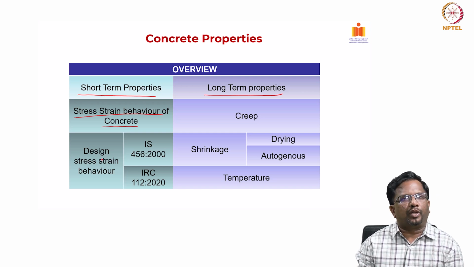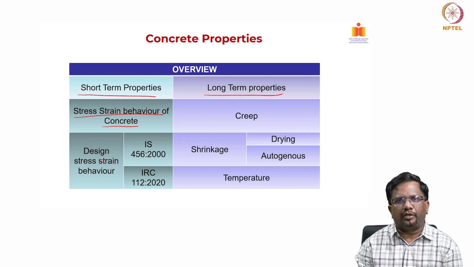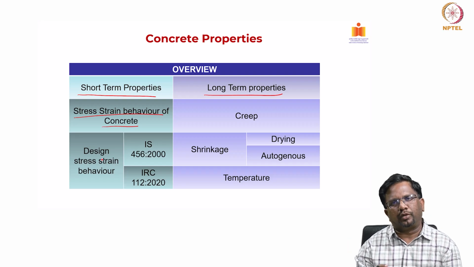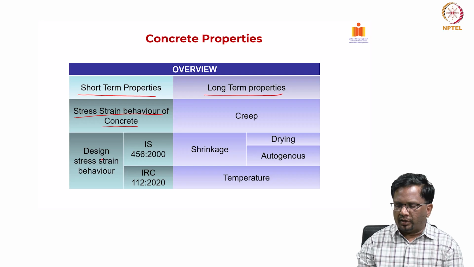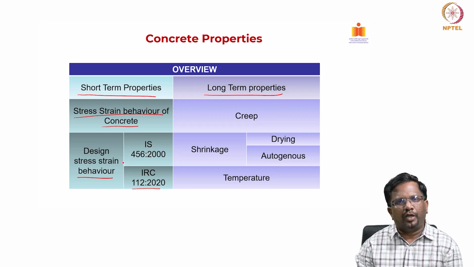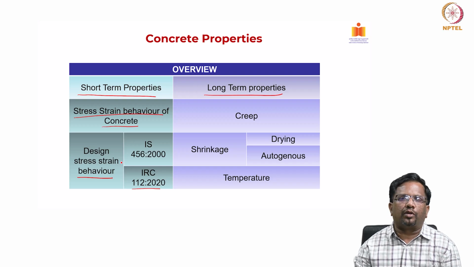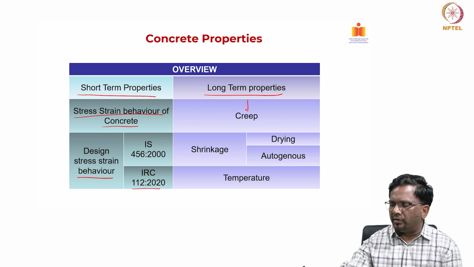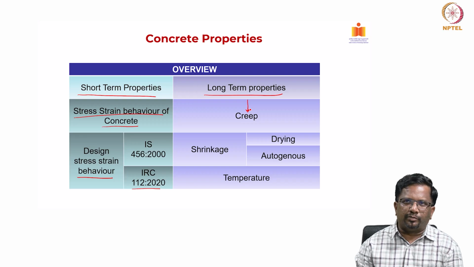So, we will see what the actual stress strain curve behavior of concrete is, including normal strength concrete and high strength concrete, and then how the IS codes come up with design stress strain curves. We will use both IS 456 as well as IRC provisions and see how they deal with design stress strain curve behavior for concrete of different strength. Then we will get into long term properties of concrete that talks about creep. We will define what is creep, why it is important to understand the effect of creep, and what the mechanisms of creep are.